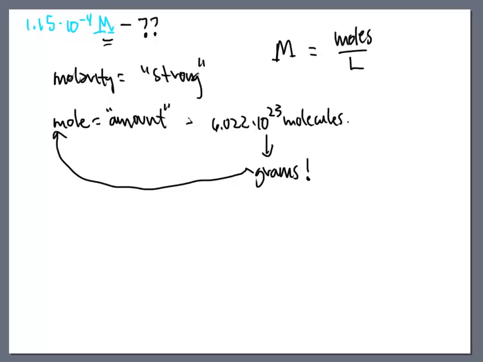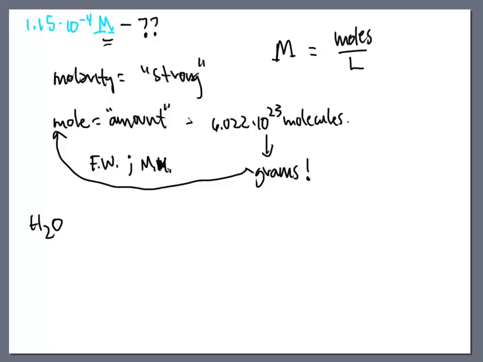But I need a connector piece. I need something that takes these two things and sets them equal to each other. And that's something that we call formula weight or molecular mass. Right? So formula weight or molecular mass. If you've never seen this before, well, we'll go off on another tangent. So let's say that we have water. We need to calculate the formula weight for water.